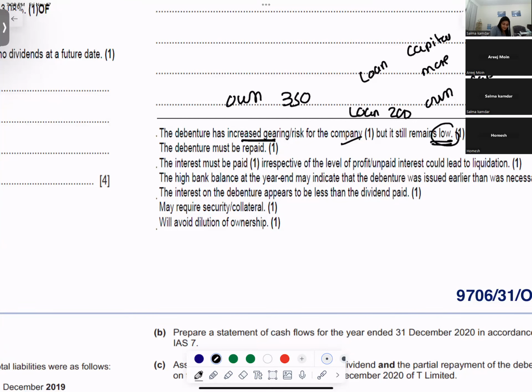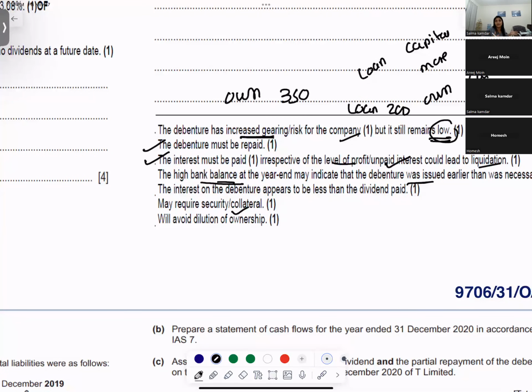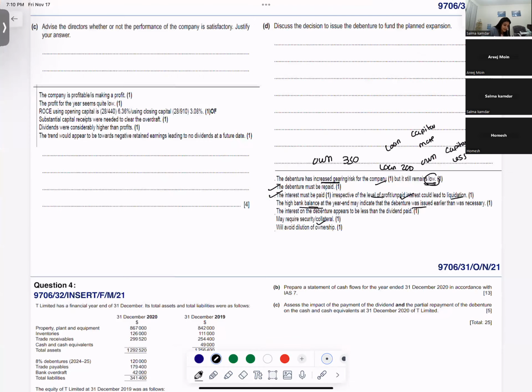Debentures will have to be repaid. There will be interest irrespective of the profit. And if you do not pay interest, then it may lead to liquidation of the company. Debentures may require security. Also, you have a very high bank balance, which means you were very early to issue the debentures, because you still had 150 of bank balance, if you can see over here.